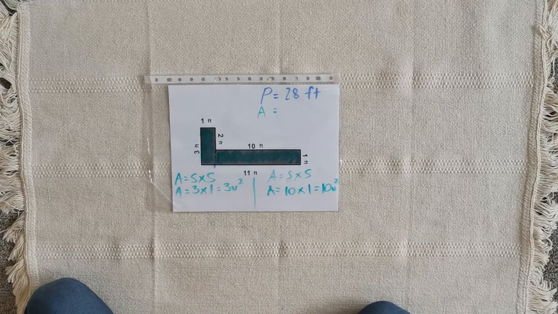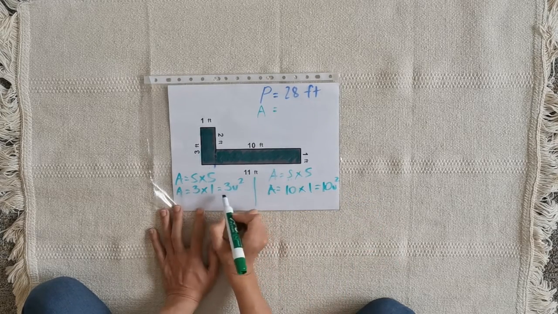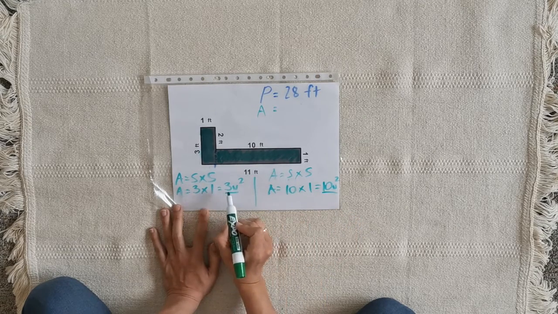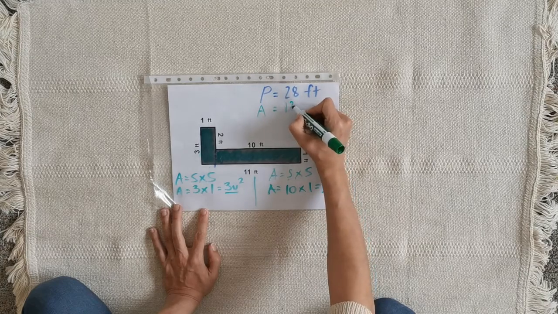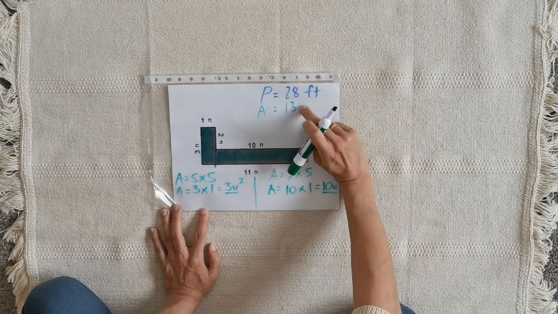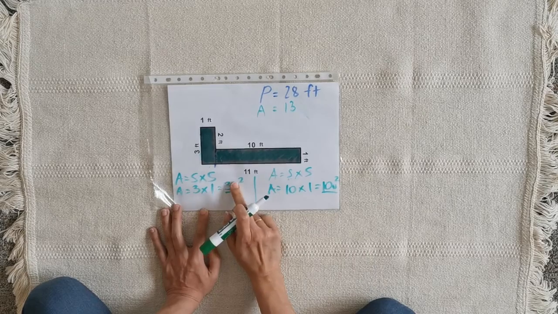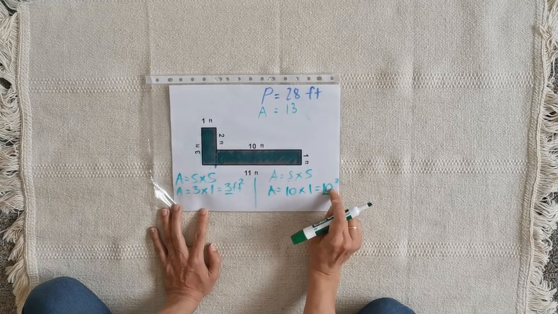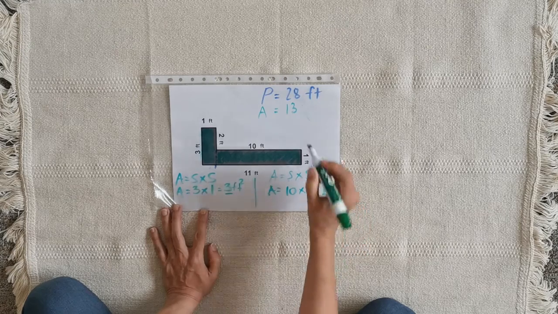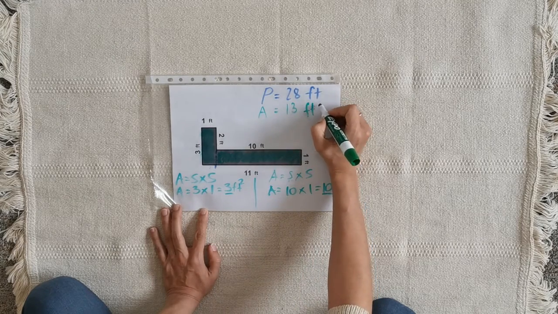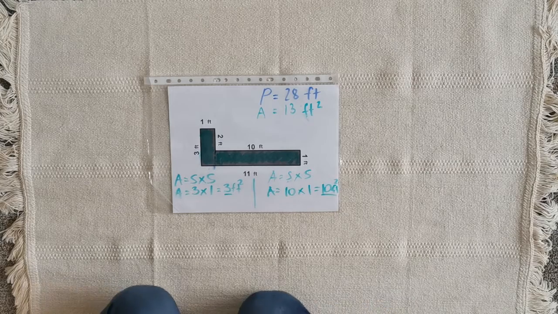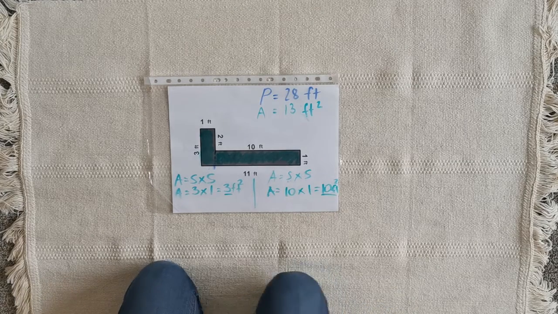And now let's put everything together. First rectangle and second one. The total area is 3 plus 10, 13 units. No, units, sorry, no, not units. Feet squares. Okay? So now let's talk about the assignment you need to do.